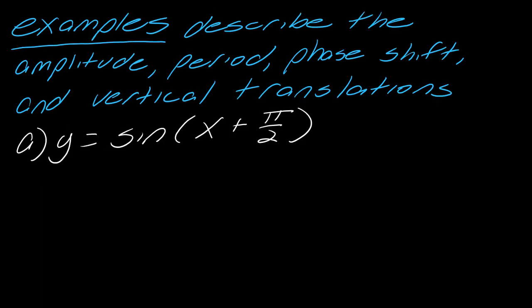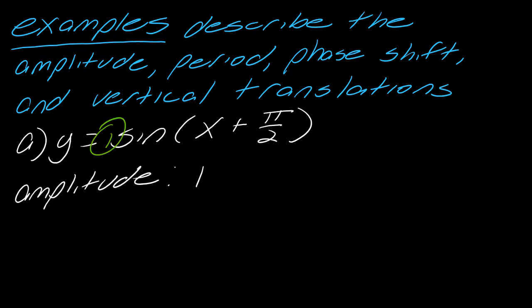So I think the first thing we want to do here is get used to looking at these functions and knowing what is happening to them. In this case, I've got y equals sine of x plus pi over 2, and I want to find amplitude, period, phase shift, and vertical translation. Looking at this, this is just the graph of sine x, but it's been translated by this pi over 2. So how do we interpret that?